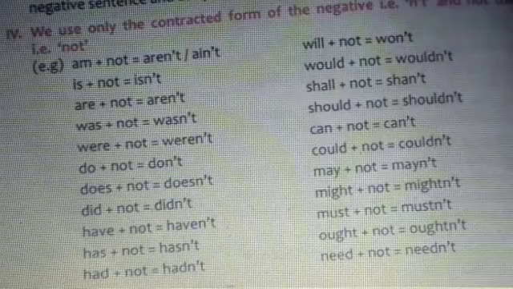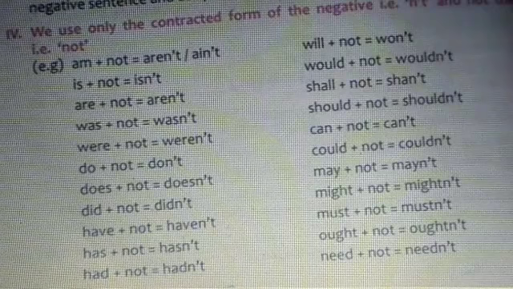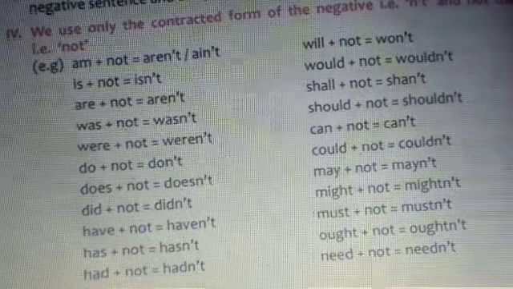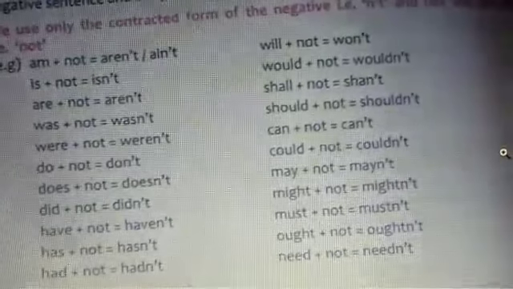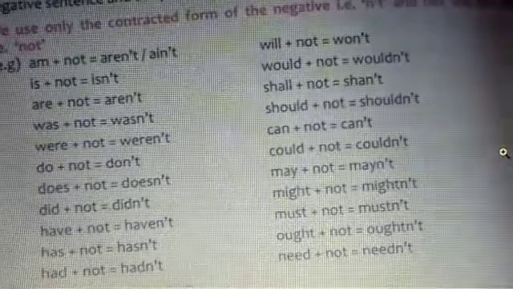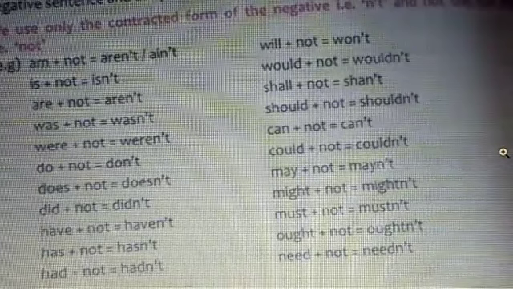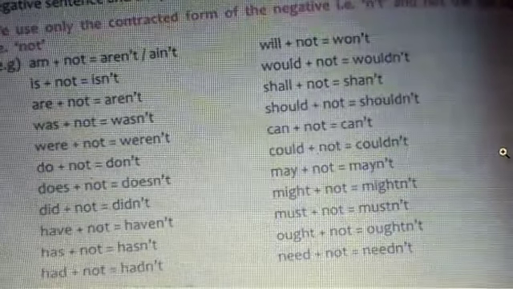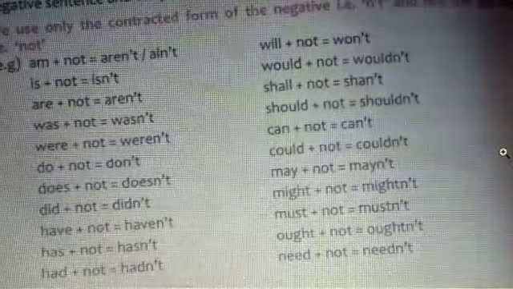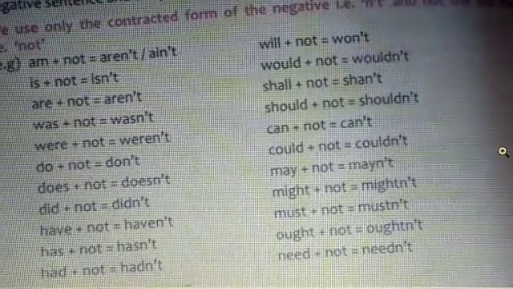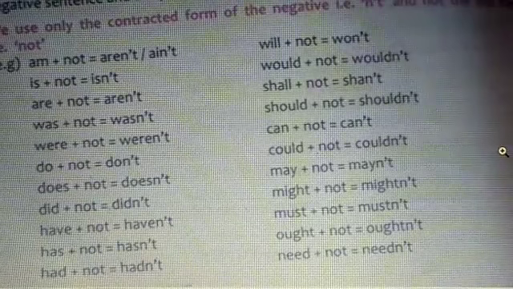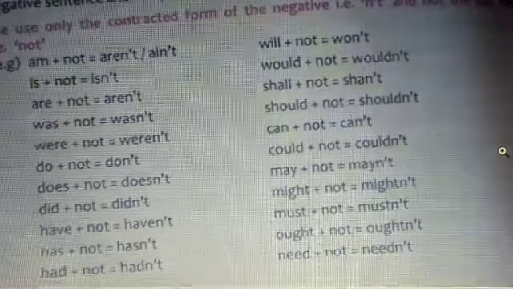Have plus not, haven't. Has plus not, hasn't. Had plus not, hadn't. Will plus not, won't. Would plus not, wouldn't. Shall plus not, shan't. Should plus not, shouldn't. Can plus not, can't. Could plus not, couldn't. May plus not, mayn't. Might plus not, mightn't. Must plus not, mustn't. Ought plus not, oughtn't. Need plus not, needn't.